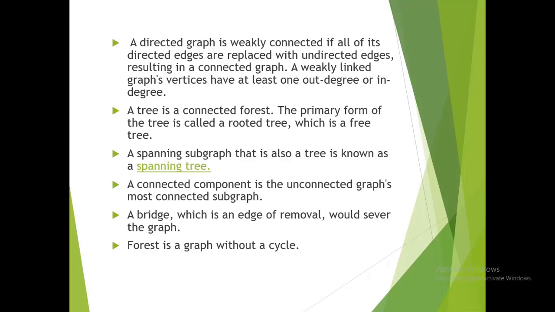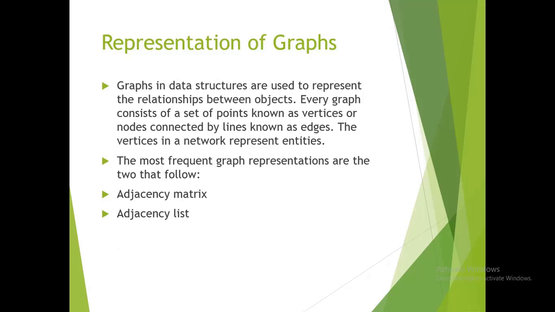A connected component in an unconnected graph is a maximal connected subgraph. A bridge is an edge whose removal would disconnect the graph. A forest is a graph without a cycle.